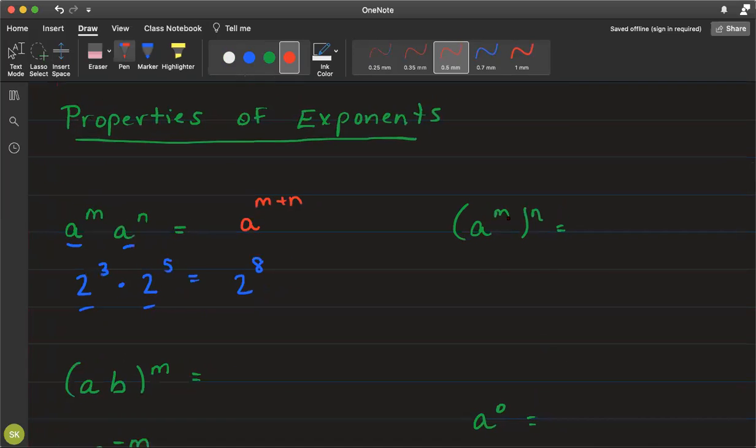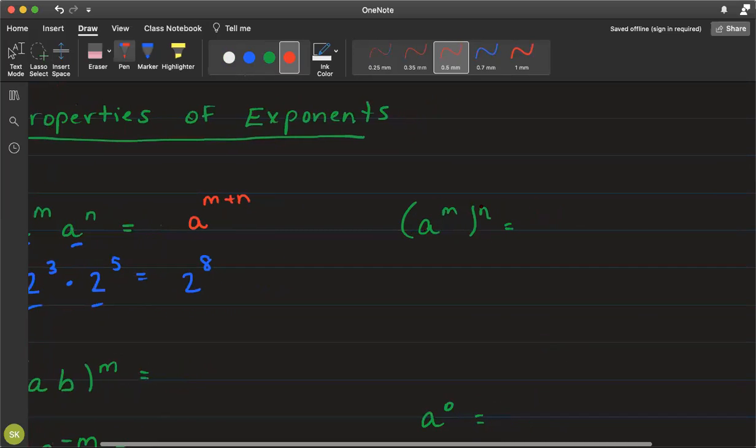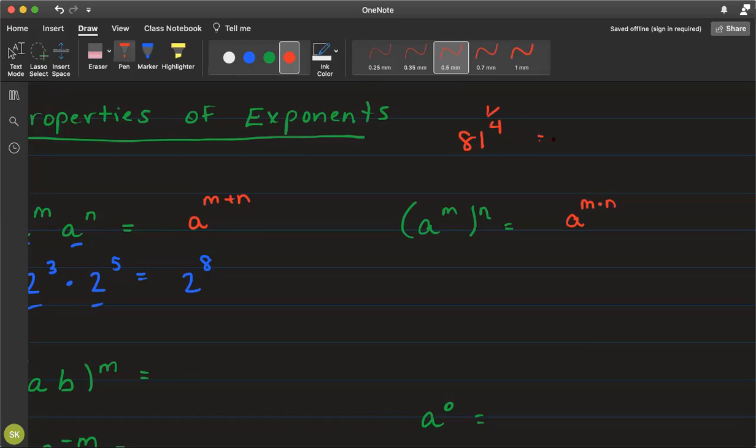Over here, I have a to the m raised to the power n. This is equal to a to the m times n. And we've already done this a little bit, because I made this 81 to the 1/4. I said that 81 was the same thing as 3 to the 4th.